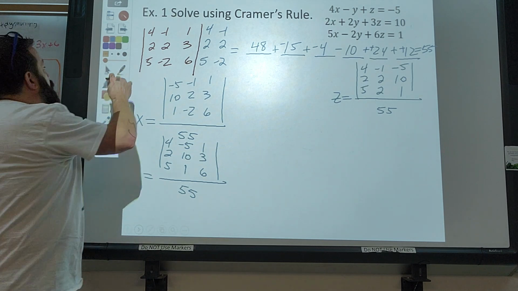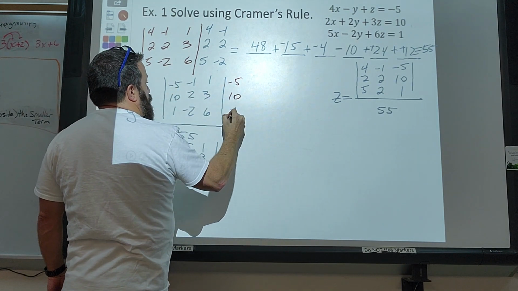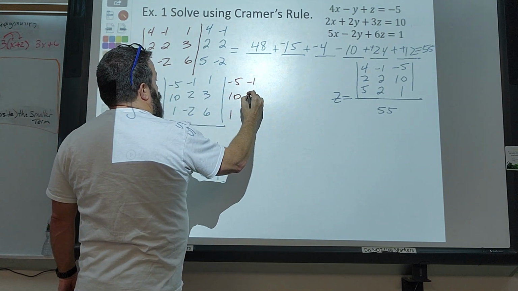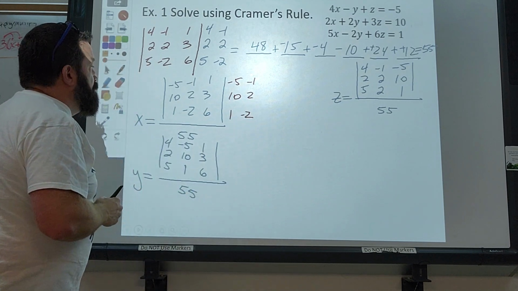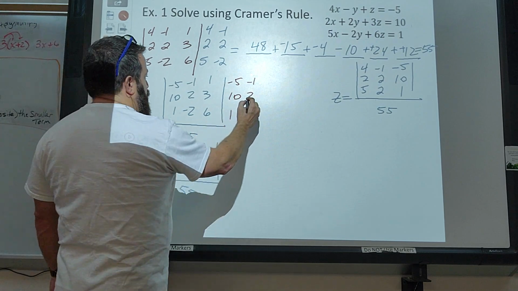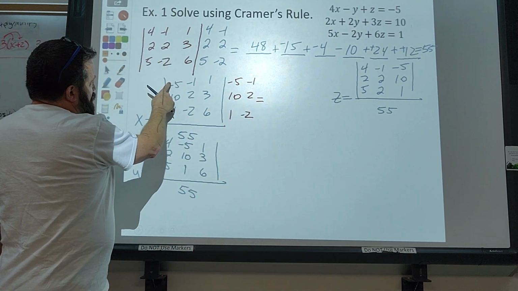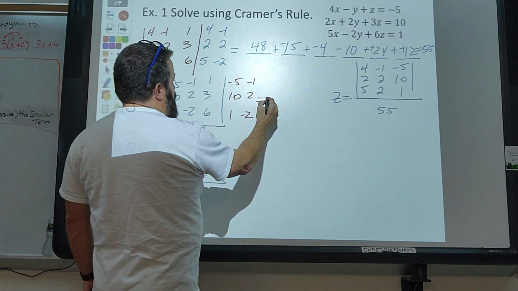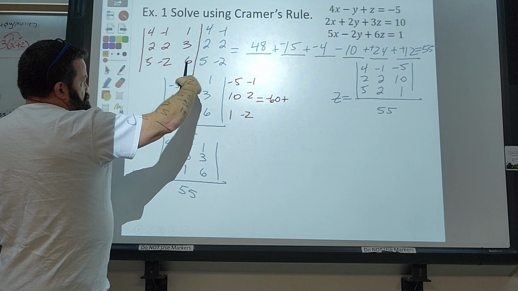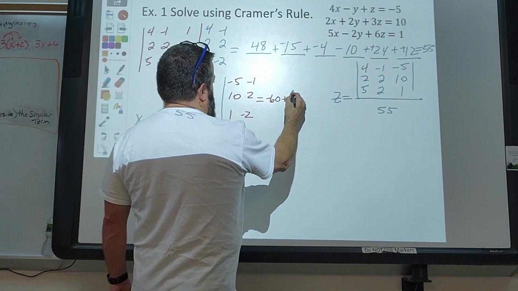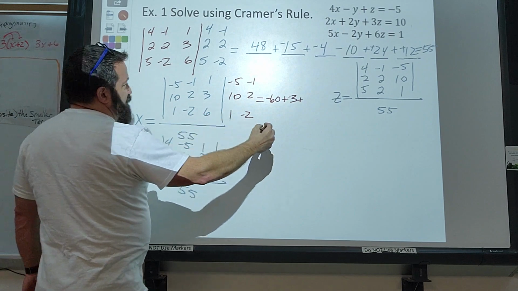All right, so let's take a look at this one. So negative 5, 10, 1, recopy that. Negative 1, 2, negative 2. So now I need to do some products. So here I've got negative 60 plus negative 3 plus negative 20.